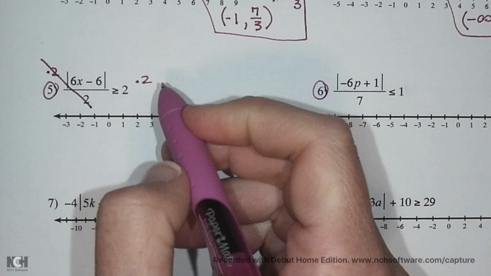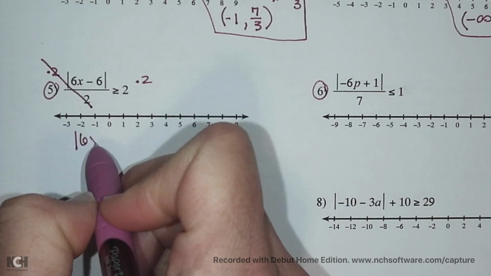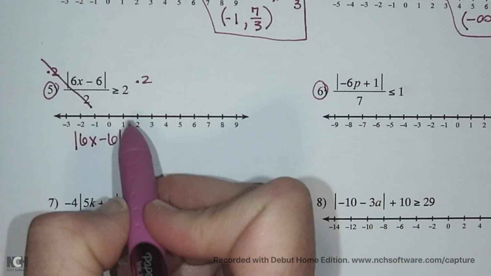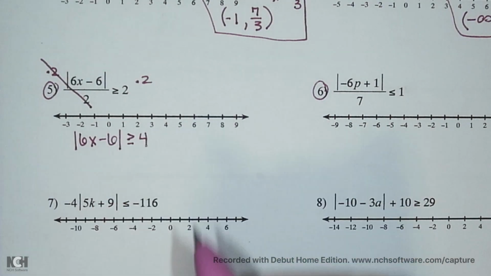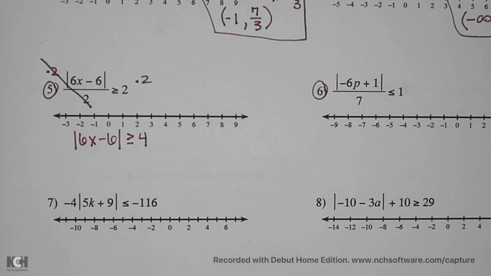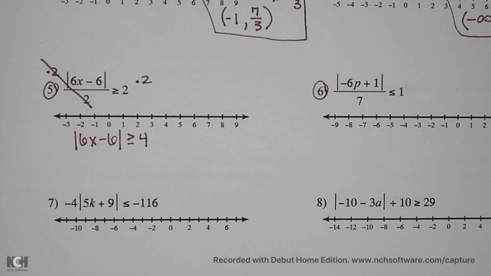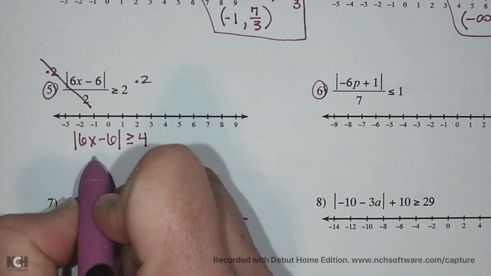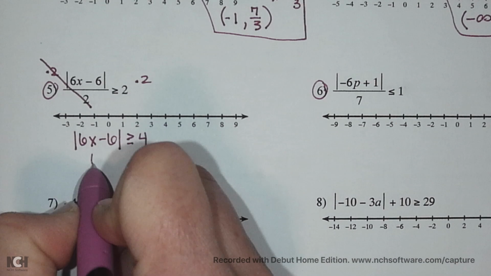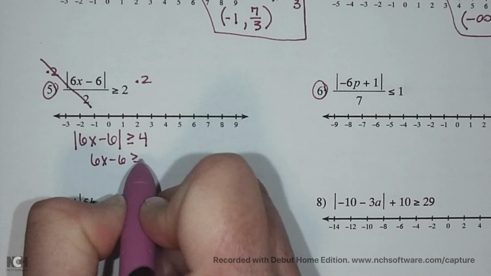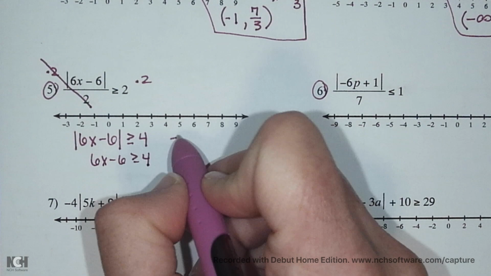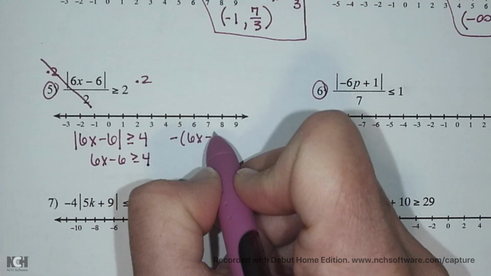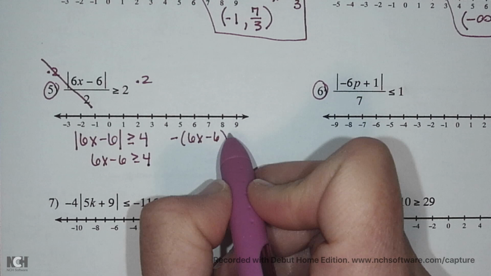So that cancels. And then we're just going to copy 6x minus 6, or the absolute value of that, is greater than, and we multiply that. 2 times 2 is 4. So now is our absolute value by itself? Yes, it is. Awesome. So let's go ahead and split it into 2 different things. We'll do 6x minus 6 is greater than or equal to 4. And we will also do the negative version. So negative 6x minus 6 is greater than or equal to 4.